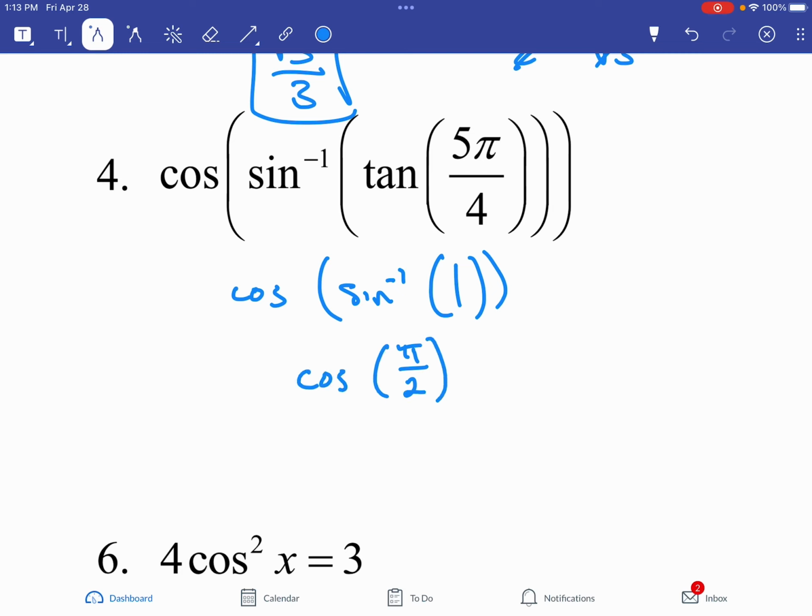We do the cosine of pi over 2. Cosine of pi over 2 is 0.